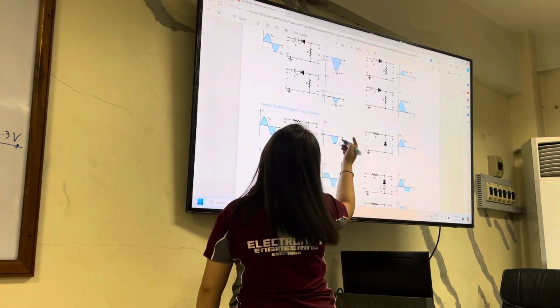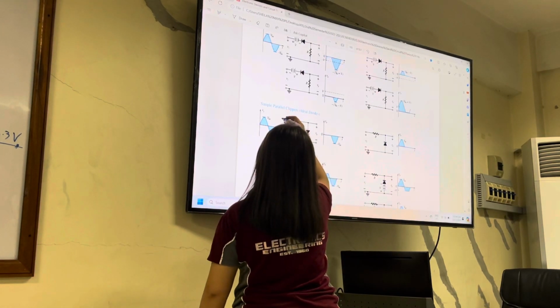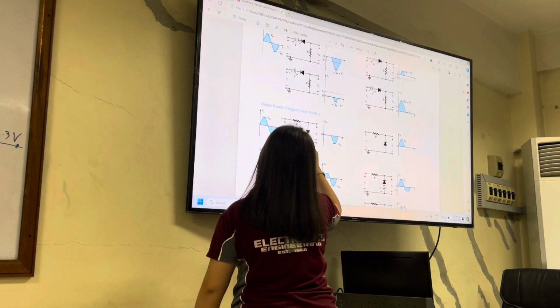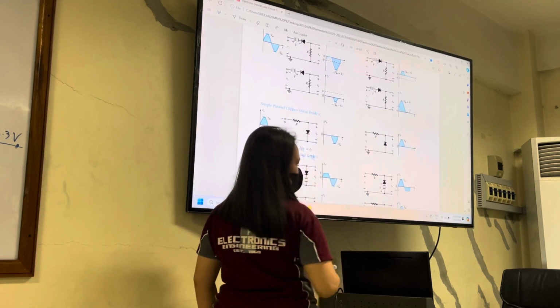Let's loop it. Negative VI minus VO equals 0, so VO is equal to negative VI.